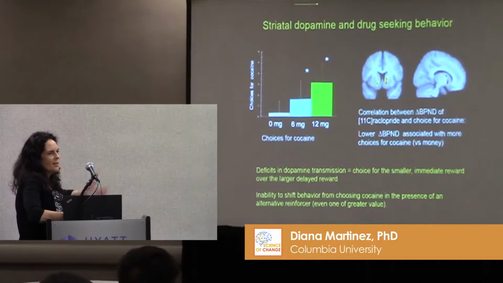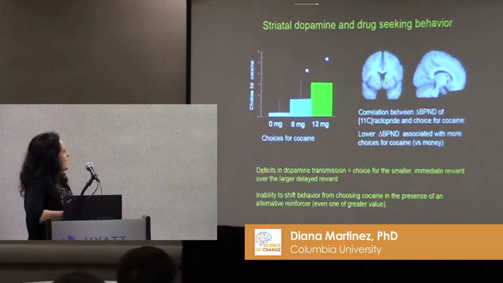People are towards the end of their stay, they're about to leave the hospital, they're about to earn more money, but they would have to wait until tomorrow or the next day to get that money, or they can take the cocaine now. The other thing that we think this represents is an inability to shift your behavior from choosing cocaine in the presence of an alternative reinforcer, even one of greater value. So in a sense, we were looking at a habitual behavior, one that we were unable to shift.